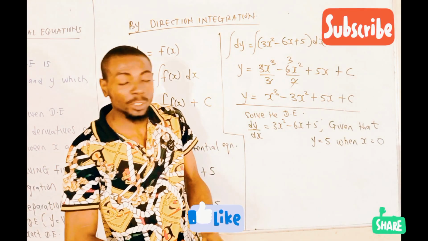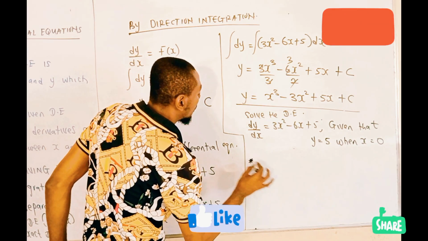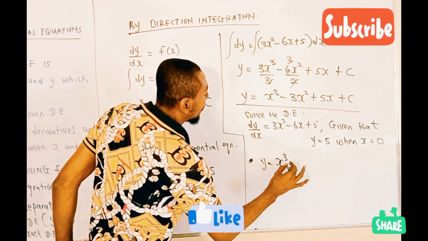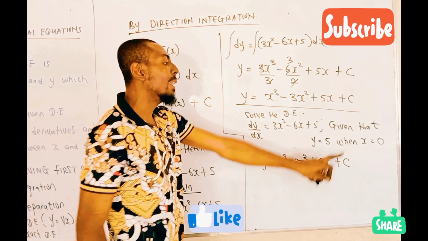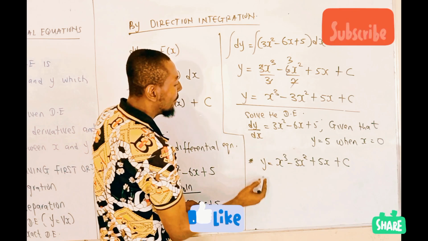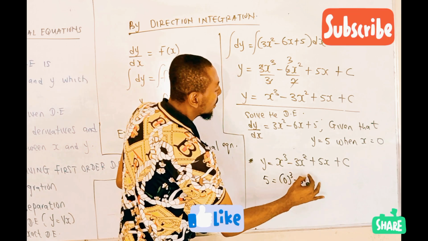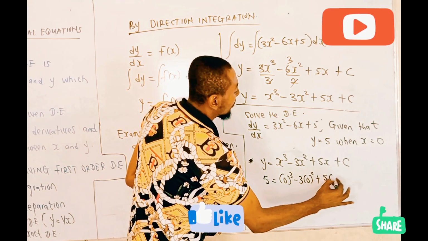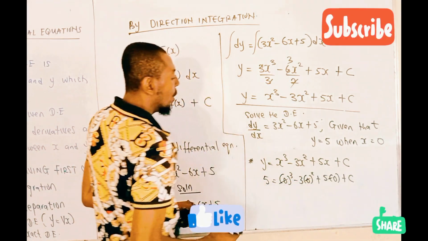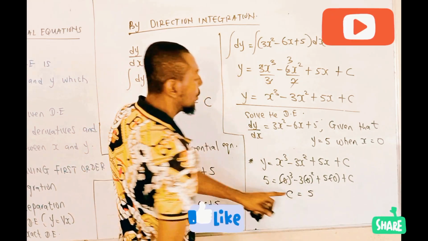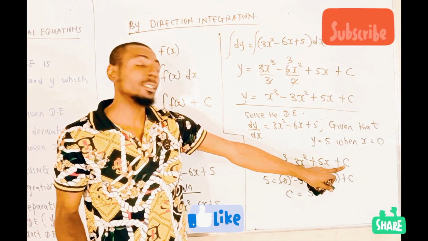Start from the answer you got, which is y equal to x cubed minus 3x squared plus 5x plus c. Then applying this initial condition, when x is 0, y is 5. That means y is 5 here, and x is 0 cubed minus 3 times 0 squared plus 5 times 0 plus c. Everything multiplied by 0 is gone, and then c is equal to 5. So we've evaluated the value of c. We're going to put it back into our original answer.